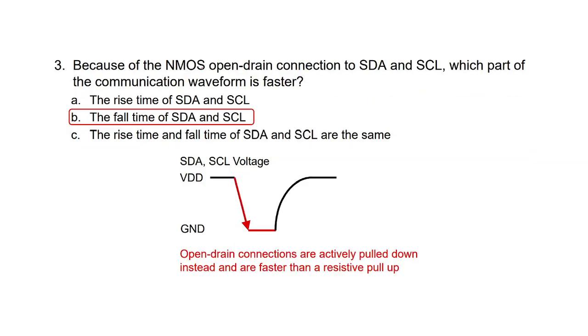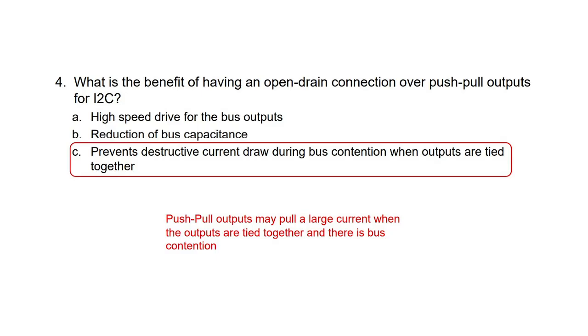Because of the NMOS open drain connection from controller to SDA and SCL, which part of the communication waveform is faster? As this is NMOS open drain communication, going from high to low will be faster. The fall time of SDA and SCL will be faster. The rise time is slower, increasing exponentially, depending on the resistance and capacitance of the internal device. What is the benefit of having an open drain connection over push pull? It prevents destructive current draw during bus contention when outputs are tied together.